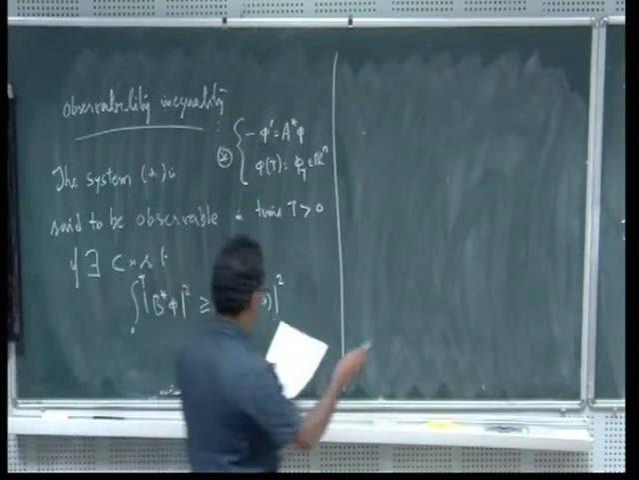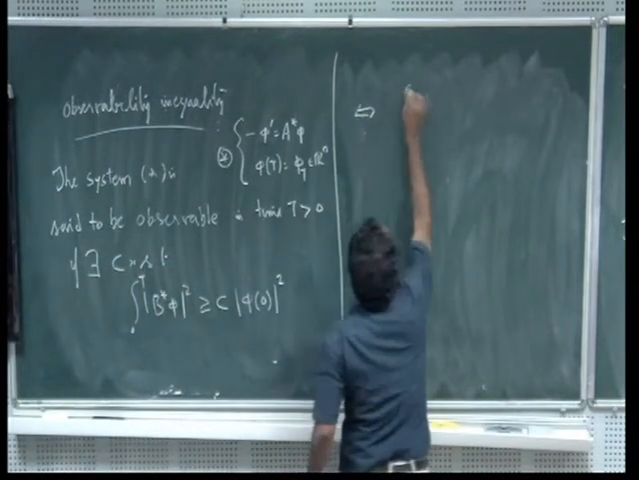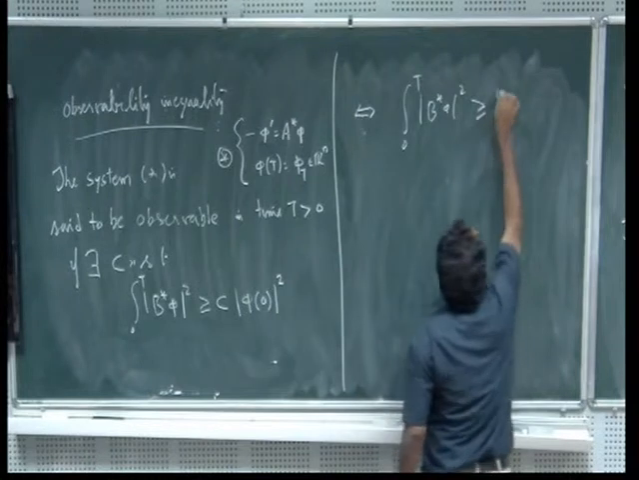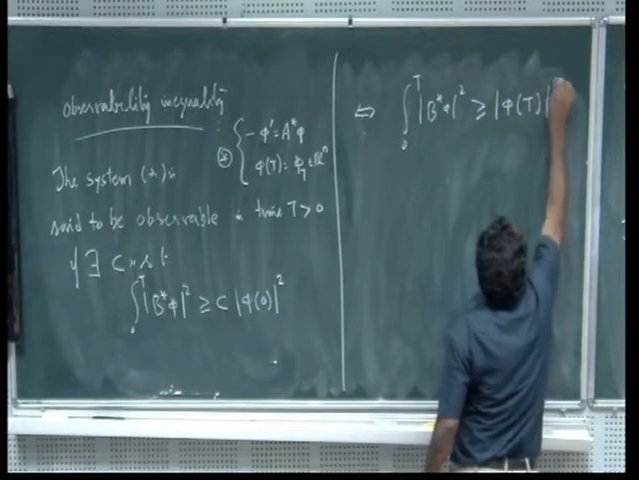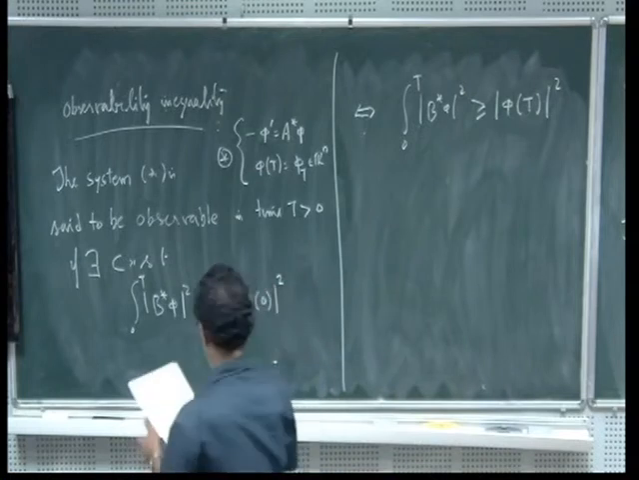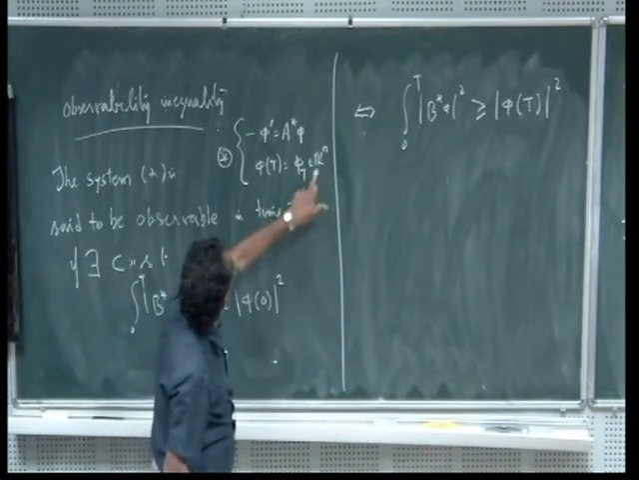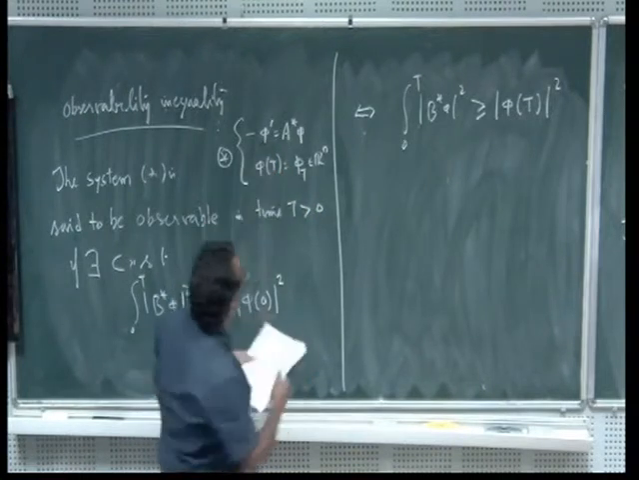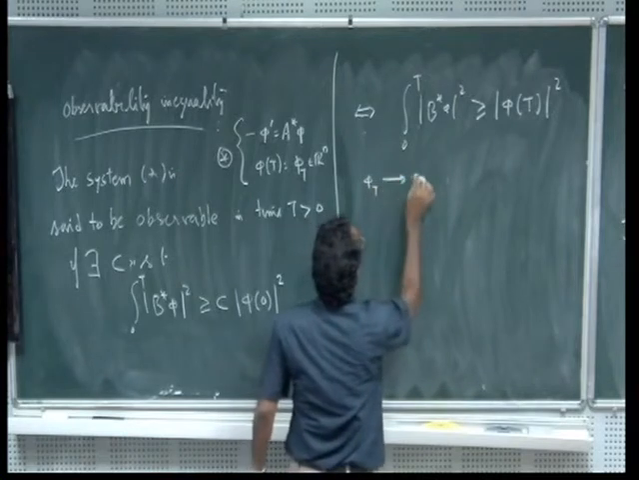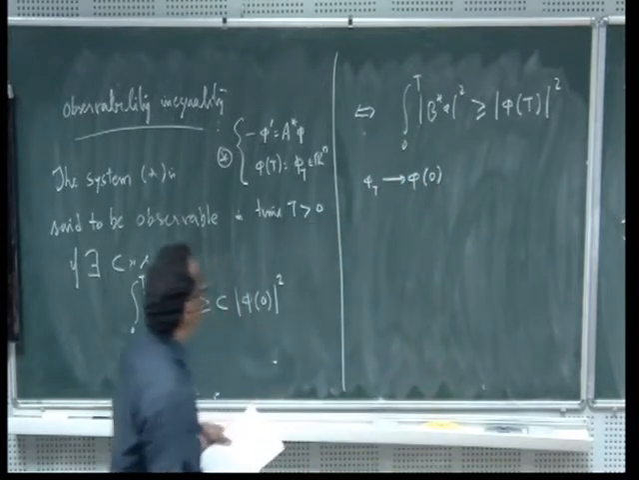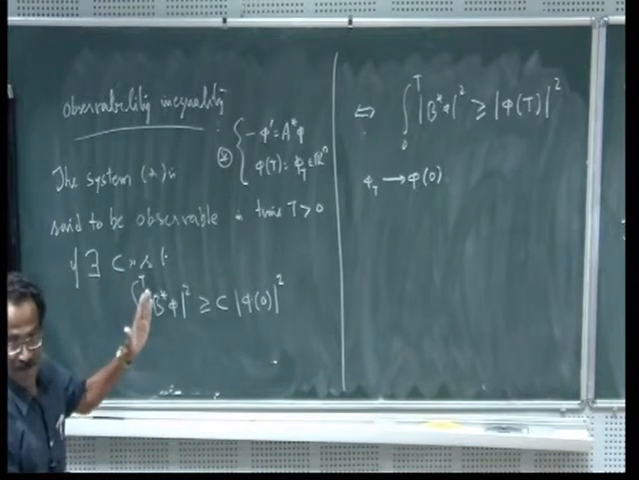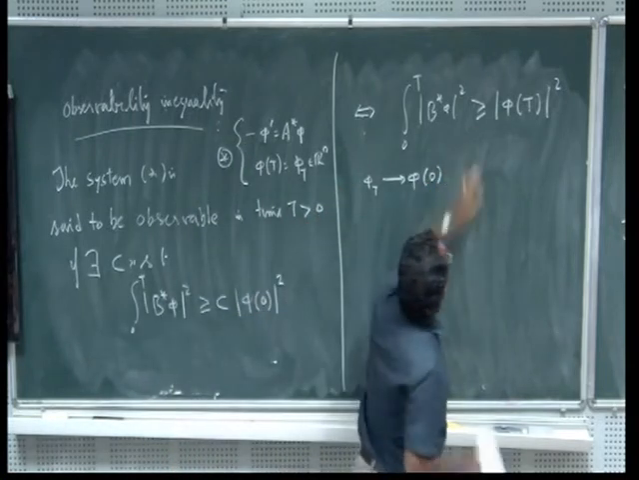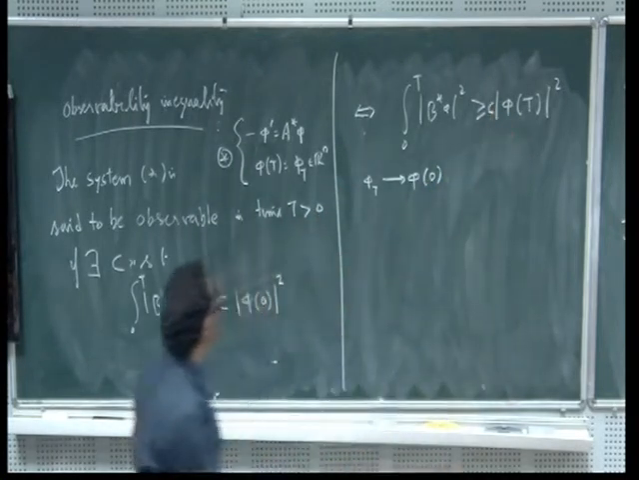You can also see that this is actually equivalent to the integral from 0 to T of B star of phi squared greater than or equal to mod of phi T squared. This is a feature which you can see, because if you start with phi T in R^n, and you associate the mapping phi T going to phi 0, this is a bounded linear operator with a bounded inverse, which you can prove. That's not this part of the thing. So, using that you can get this.